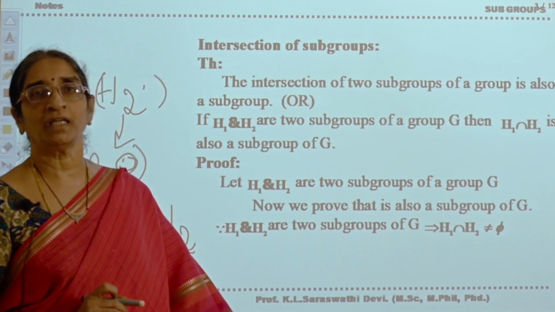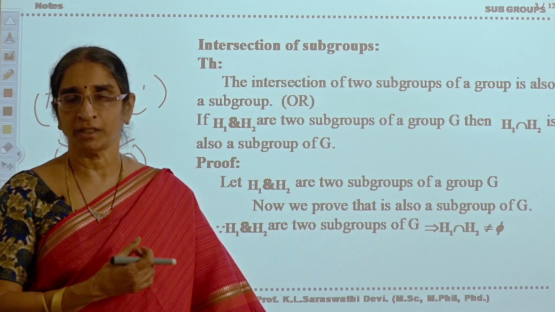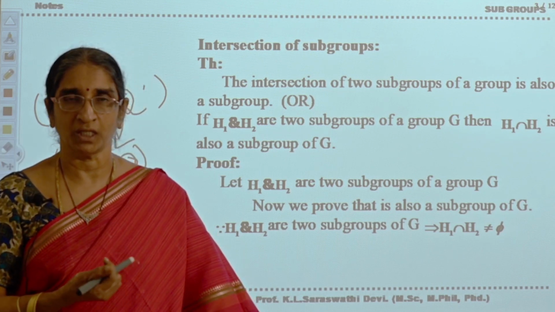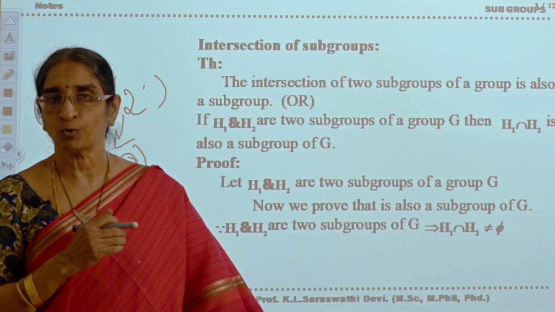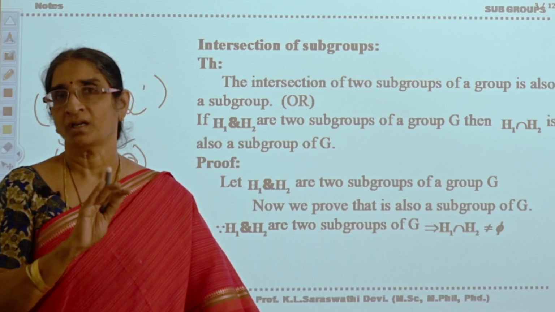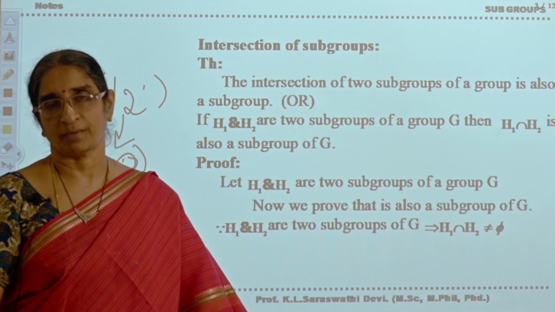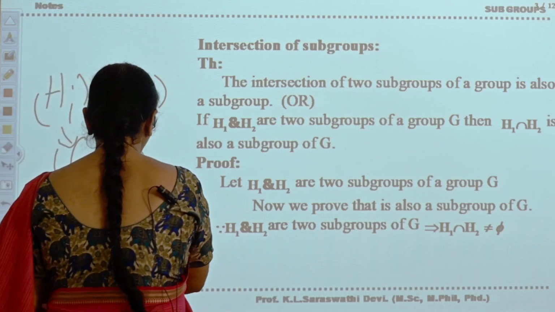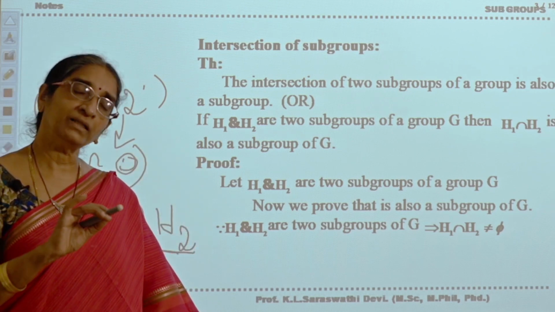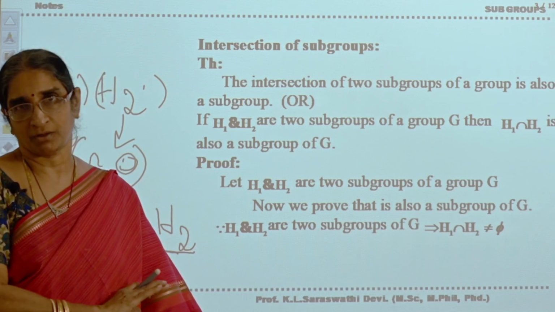In order to say this, we are going to use the necessary and sufficient condition we have learned in subgroups part 2. That is, if H is a non-empty subset of G, and for every a, b belongs to H, a b inverse belongs to H, then H is a subgroup of G. That condition we are using here. Not only the intersection of two subgroups, if G has many subgroups, the intersection of the family of subgroups will also be a subgroup. That also we are going to see here.